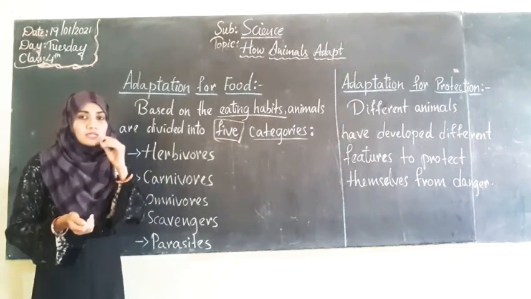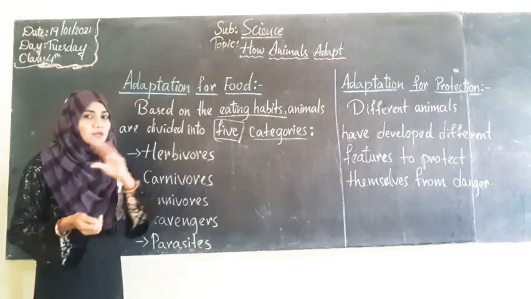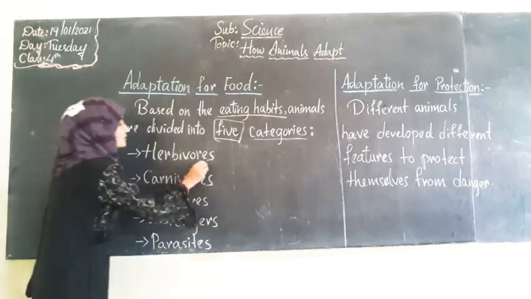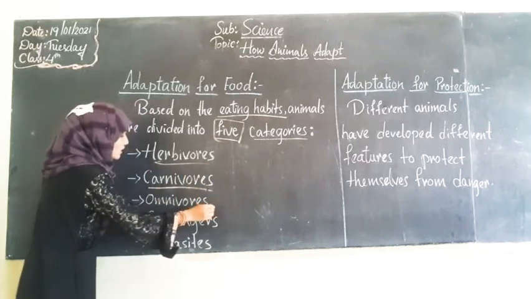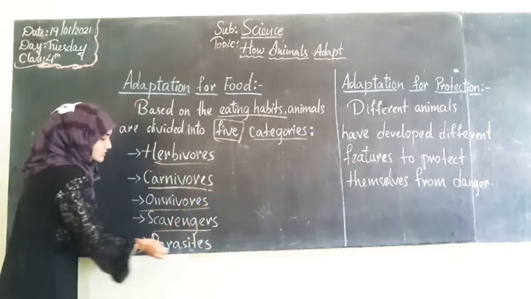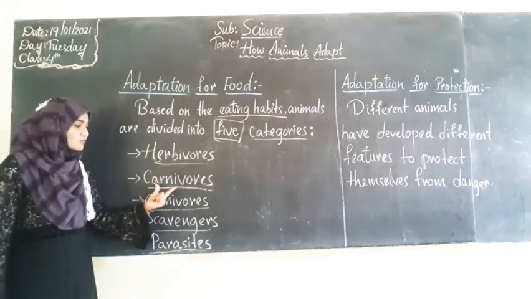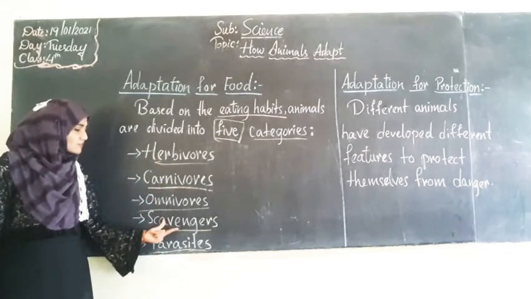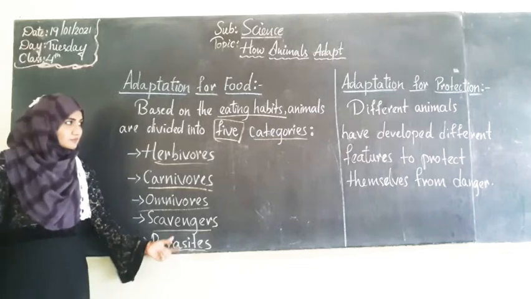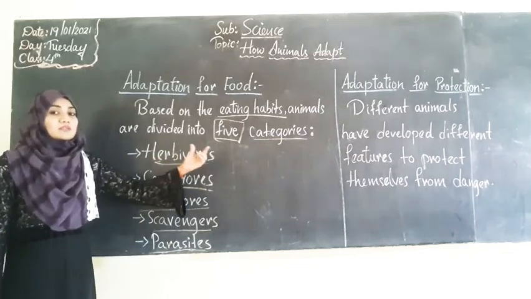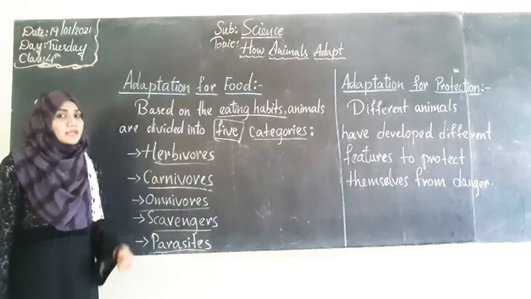So based on those eating habits, all the animals have been divided into 5 different categories such as herbivores, carnivores, omnivores, scavengers and parasites. I repeat, herbivores, carnivores, omnivores, scavengers and parasites. Now we will discuss each one of these categories in detail along with the examples.